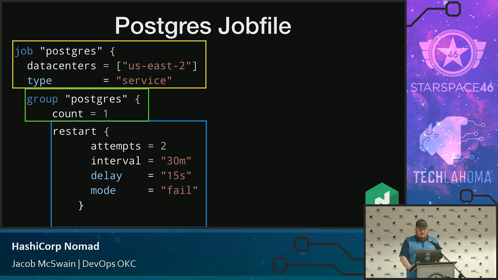And then in that, Postgres should restart twice before it decides to fail. Its interval should be 30 minutes before it's considered truly stable. It'll take 15 seconds to check if it's stable or not before it will determine whether it needs to restart it. And mode means that if it restarts those 2 times, it will be marked as a failed deployment. And it will roll back to the last known good deployment, which is a great feature of Nomad.